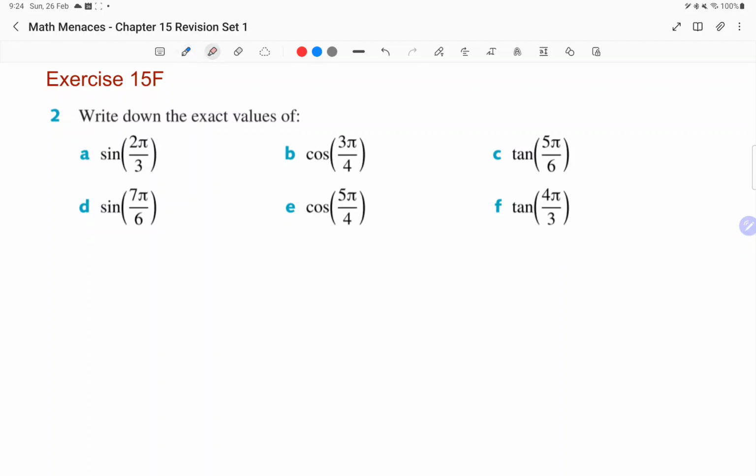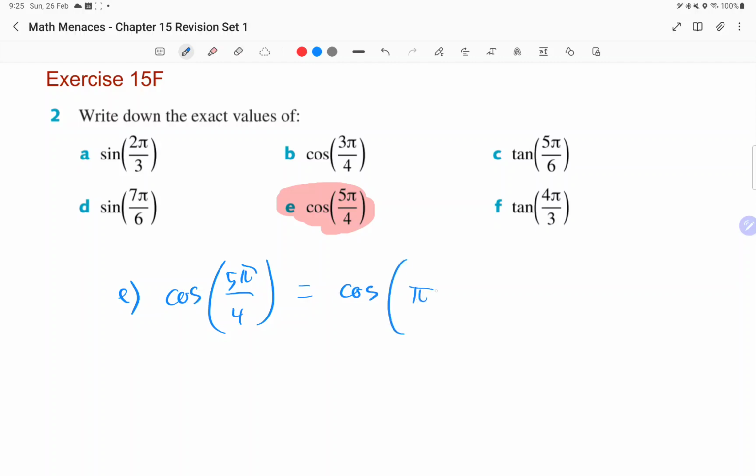So let's pick something a bit more fun. Okay, let's see. Question E. 2E. Cos of 5 pi over 4. So, third quadrant. Isn't it 1 over square root 2? Okay, we'll see. So cos of this is cos of pi plus pi on 4, right? Any question here? No.